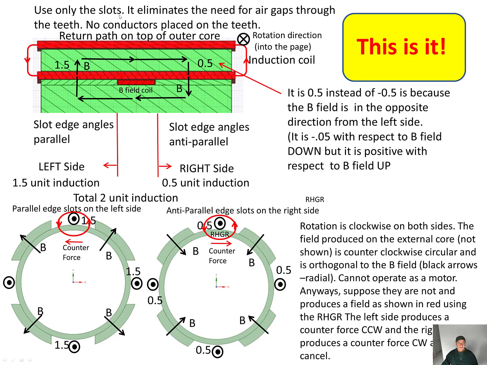Use only the slots. It eliminates the need for air gaps through the teeth. No conductor is placed on the teeth. Return path on top of the outer core. So we'll place the return path on the top.